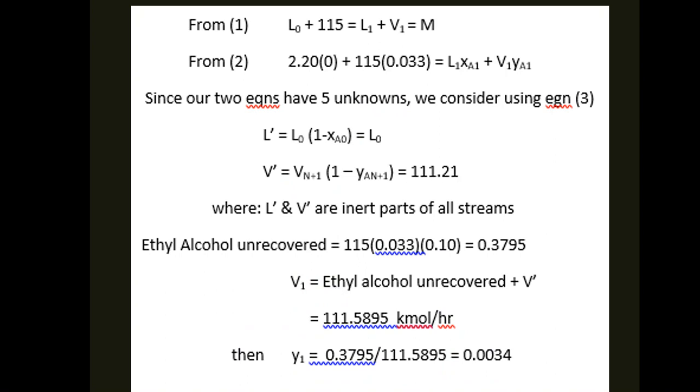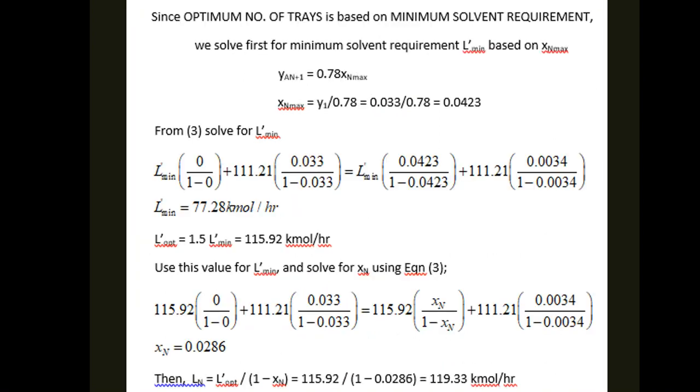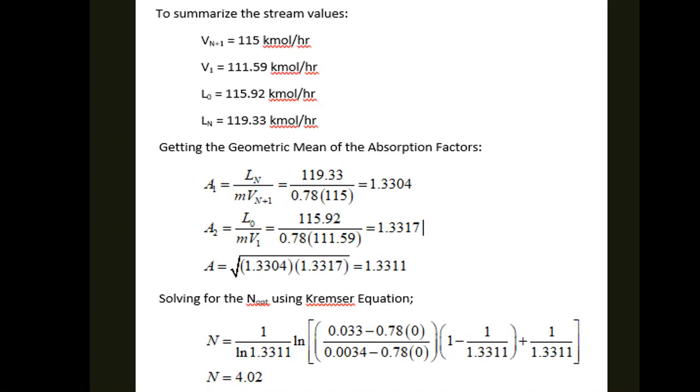So this is the computation for determining the theoretical number of stages. Please go through the sample problem again in your spare time. So the optimum theoretical number of stages is 4.